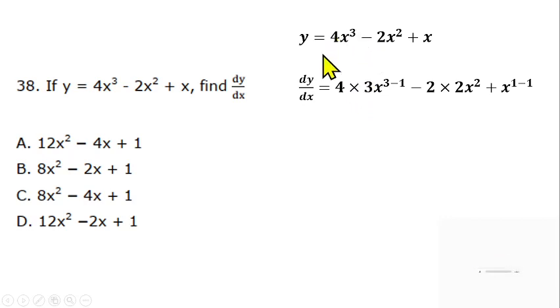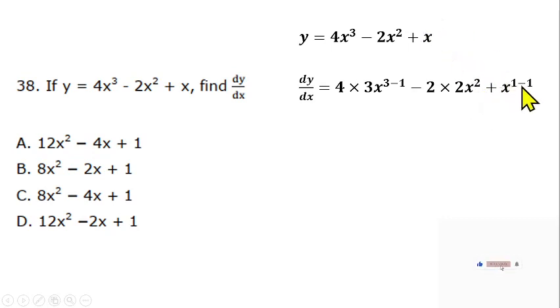3 will come down. So you have 4 times 3x raised to power 3 minus 1. Then 2 will come down. You have minus 2 times 2x raised to power 2. There's an error here, I think. This is supposed to be raised to power 2 minus 1, not 2. So that will be equal to 1 here. That's a typographical error.